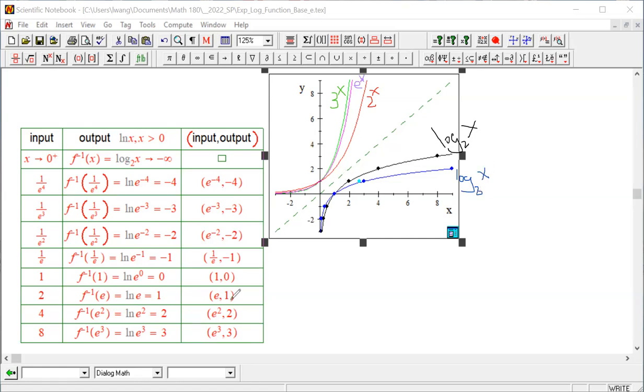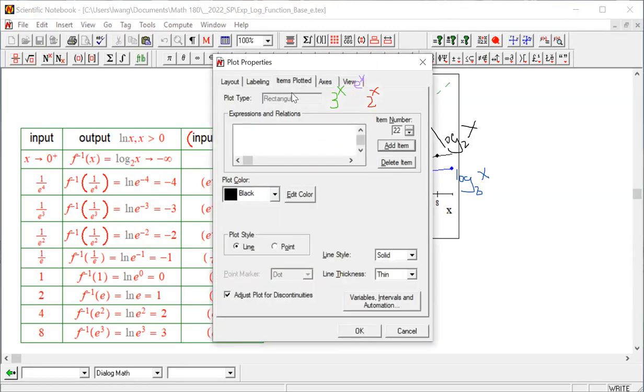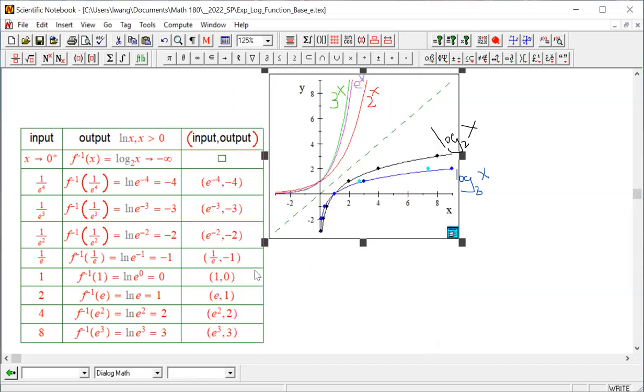Now we're plotting ln x. Without further ado, e squared, 2. I'm going to choose that same color, and there. You can see it's between the other curves.